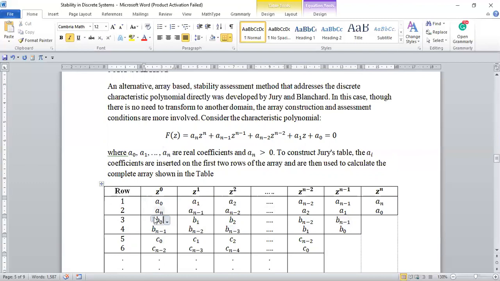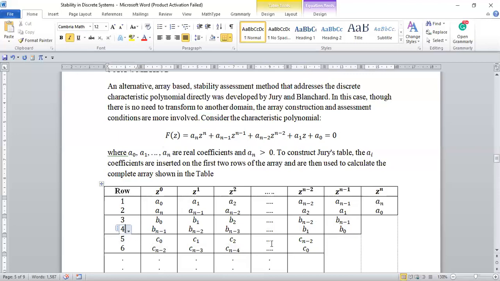When you get the b's, then for the fourth row, you are going to reverse the direction. Here you have b0, then b1, b2, b3 to the last one, which is bn minus 1. So if you have a fourth order polynomial, n equal to 4, for the third row of the b's you're going to stop at b3. For the fourth row, you will start at bn minus 1 and stop at b0, so just reverse the direction.